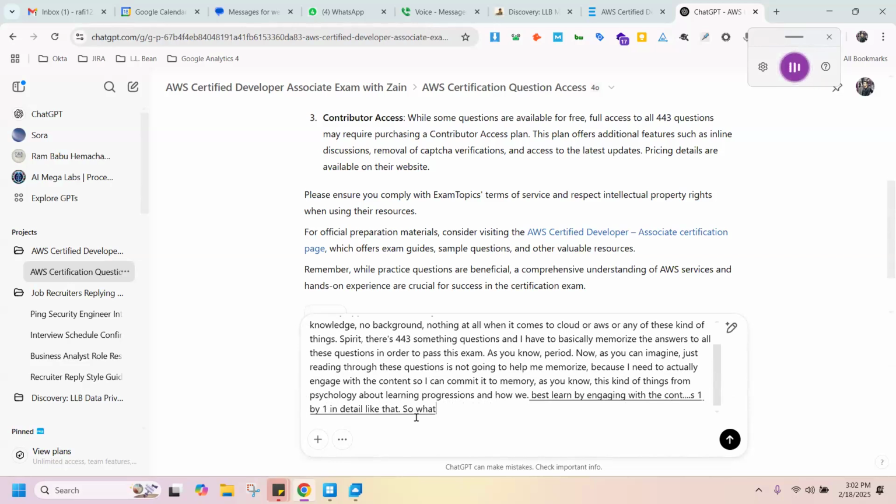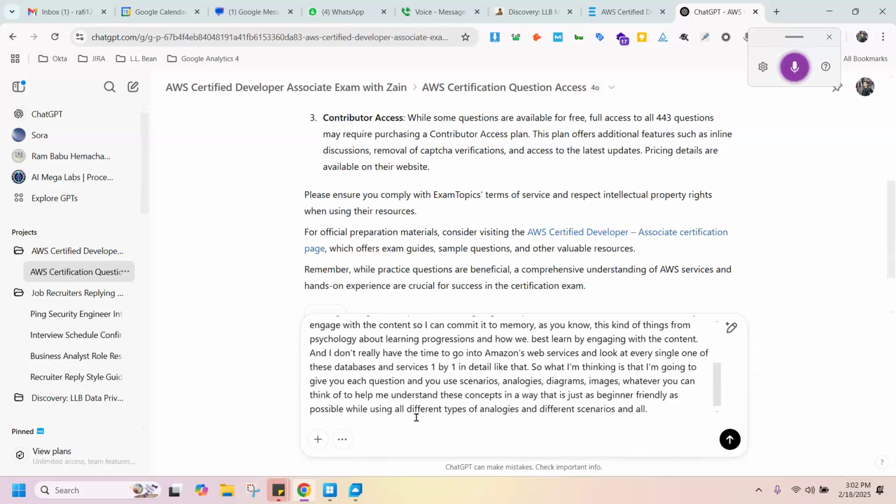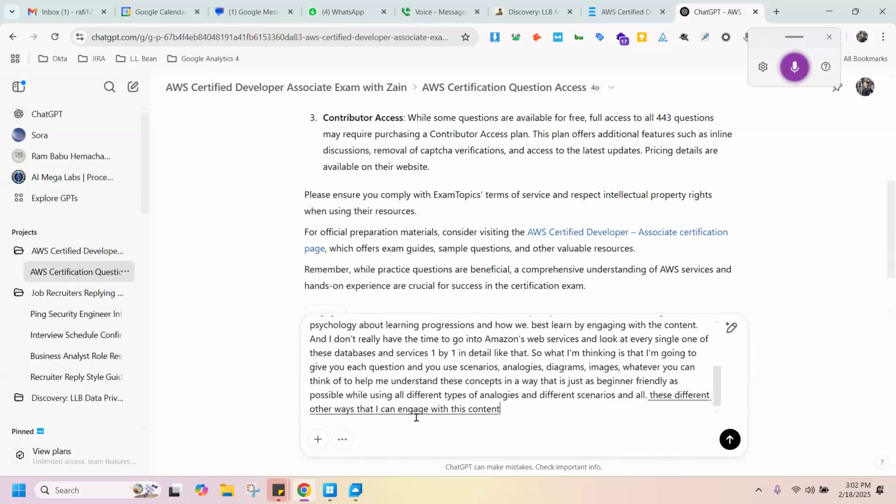So what I'm thinking is that I'm going to give you each question and you use scenarios, analogies, diagrams, images, whatever you can think of to help me understand these concepts in a way that is as beginner friendly as possible, using all different types of analogies and scenarios and other ways that I can engage with this content besides just reading it, because it's so abstract if I do it that way.